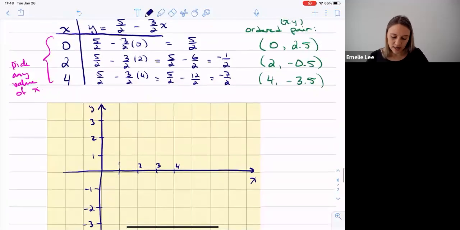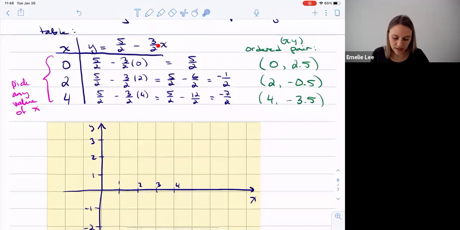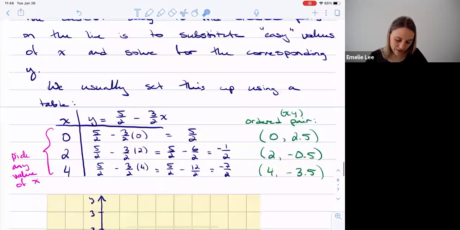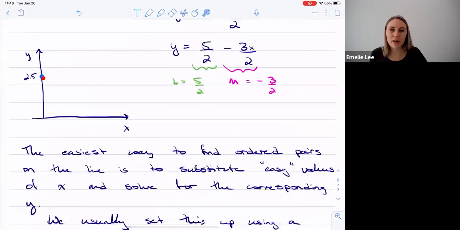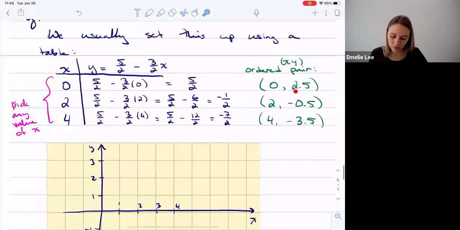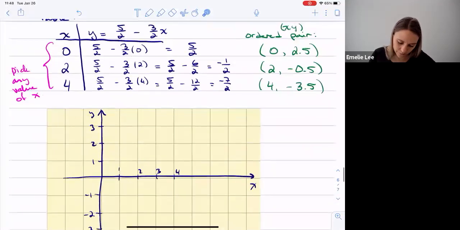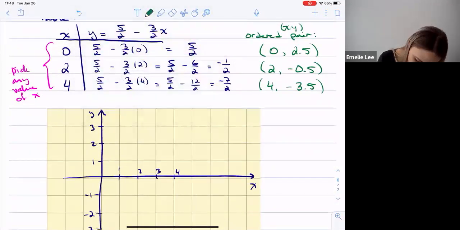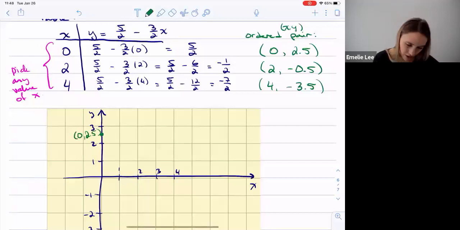To graph this line, remember this is the line that we're ultimately trying to graph, right? 5/2 minus 3/2x. First thing we're going to do, like we started, up here, we can graph our y-intercept on here, right? But it's also one of the ordered pairs that we found. So let's put that on there. And I like to label them as I go along, because then it's easier to backtrack in case something went wrong.